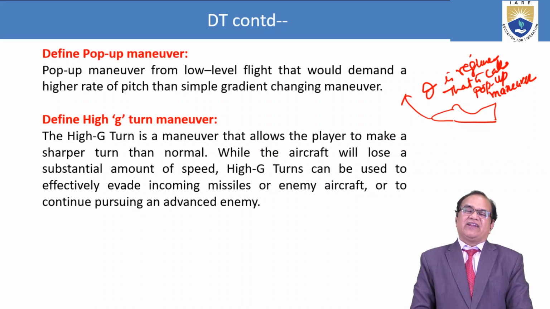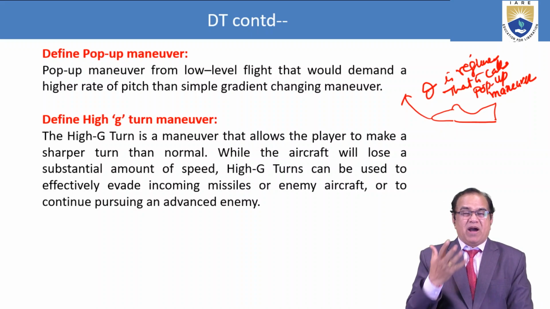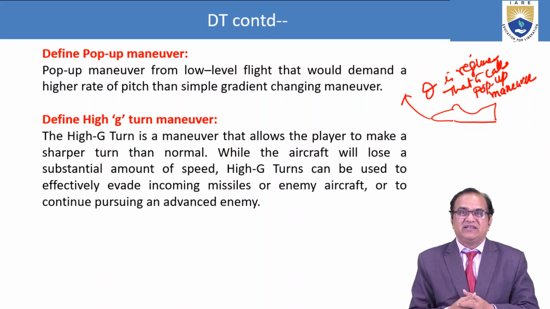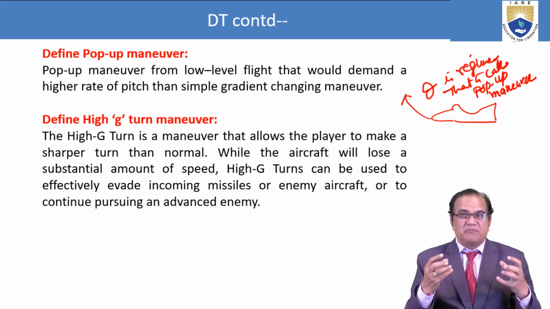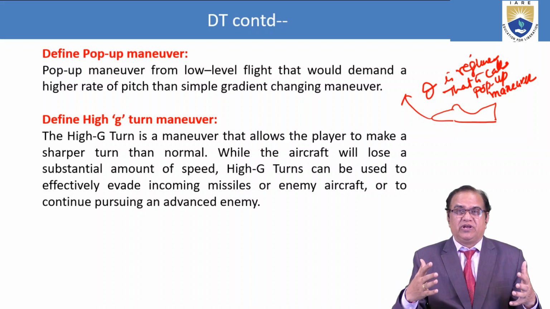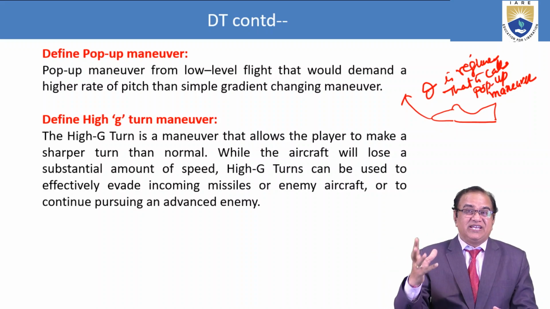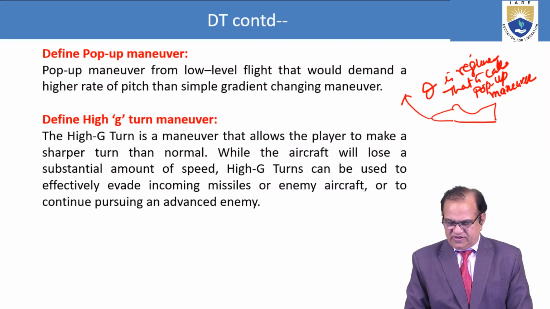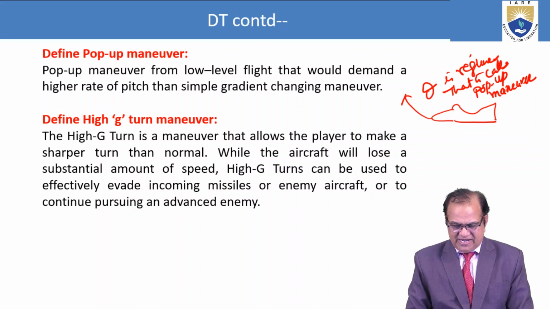So if the aircraft is equipped with very high engine power, it can go with a very high load factor. That is the high G turn, a maneuver that allows a very sharp turn, because an aircraft is deemed good if it can do a very sharp turn. The radius of the turn should be very small. While the aircraft will lose a substantial amount of speed, the high G turn can be used to effectively evade incoming missiles or enemy aircraft, or to continue pursuing an advanced enemy.